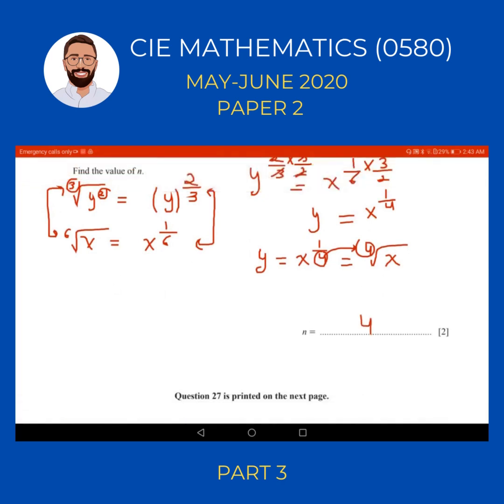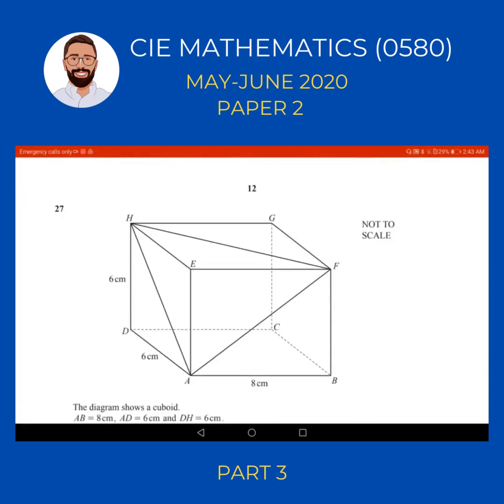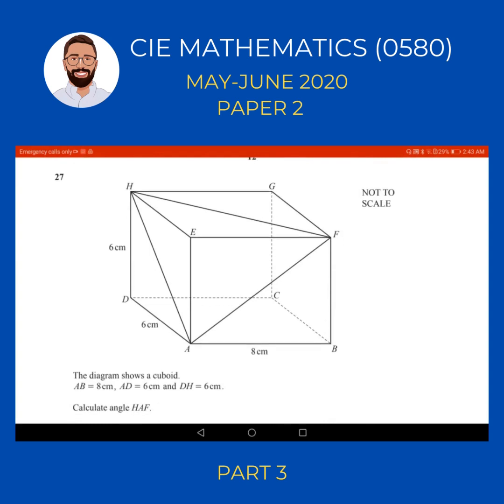Now let's do the last question of this paper, question 27. This is a 3D shape, a cuboid. AB is 8, AD is 6, DH is 6. I need to find the angle HAF. So it's this angle, I'm going to call it X. This is my triangle. This is X, this is point A, this is point F, this is point H.